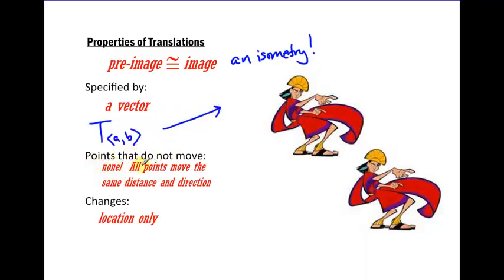Now, are there any points that don't move? Of course, if it's a slide, everything's going to move together, so that's a big no. All points move the same distance and direction. The only changes we see are location. And before we move on, let me jump back on that vector. I think it might be important to note that that A and B stands for the horizontal change and the vertical change just separated out. So A and B.